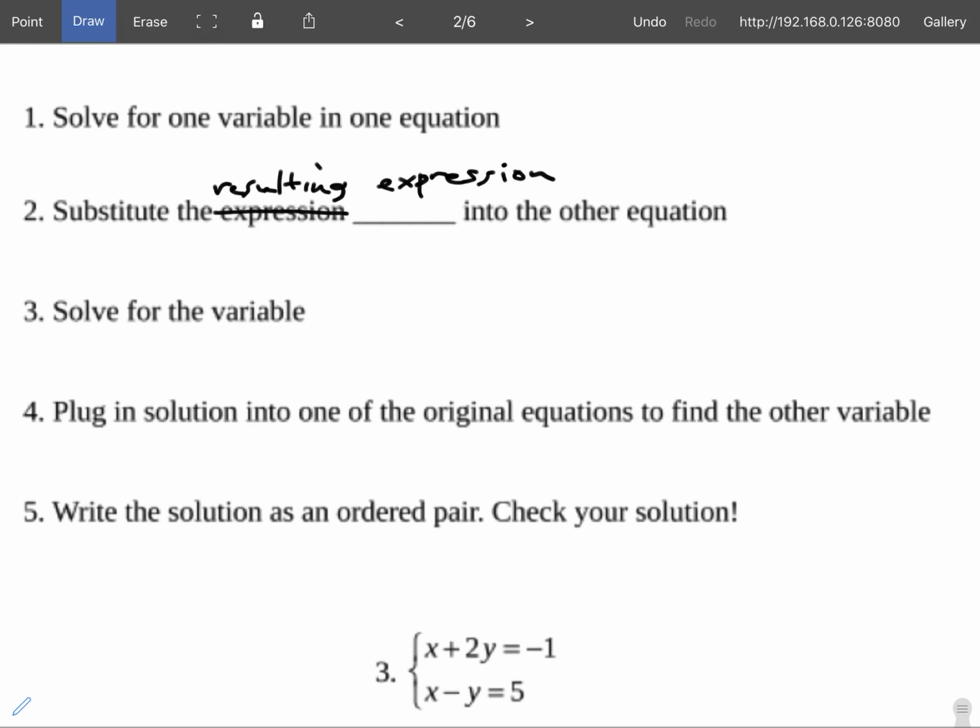And then to check your solution, when you get your solution, the ordered pair x comma y, if you plug that x and y into the original two equations, it should make both of them true at the same time. Okay? So let's try example 1.